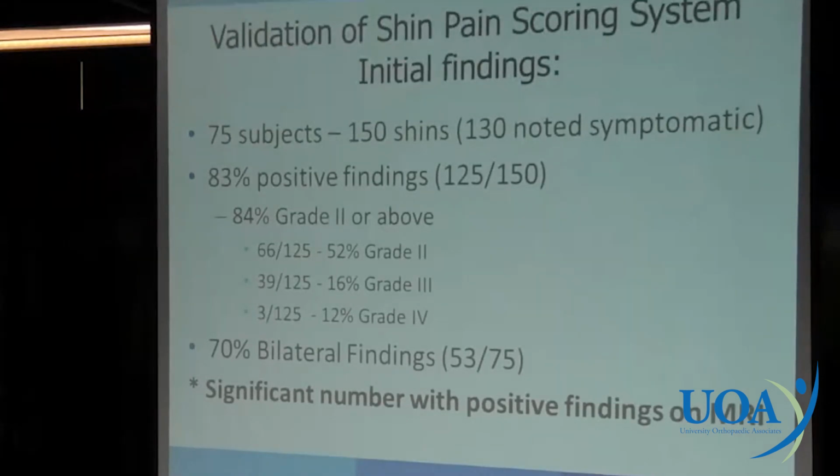So in this group of patients, 83% of the patients had a positive MRI. And you can see that the grade, although half of them were grade 2, there's a good number of grade 3, and we've picked up even 3 more grade 4 stress reactions over the last 4 weeks. 70% of them had bilateral findings. So in the patients that have participated in this study, we're seeing a high incidence of positive MRI findings.